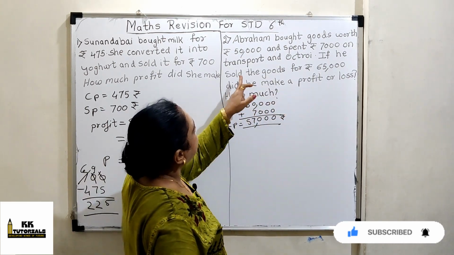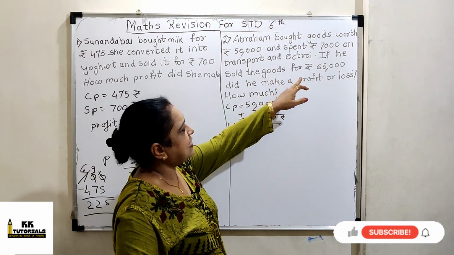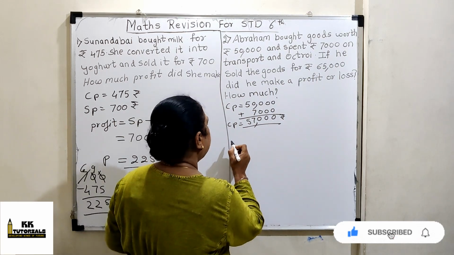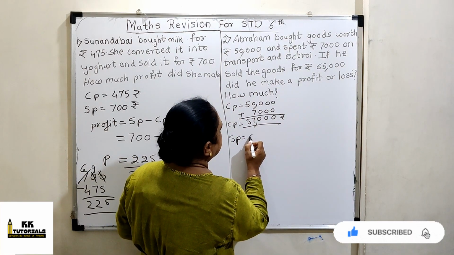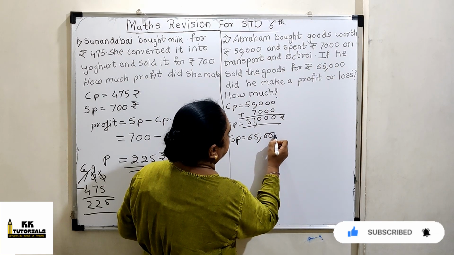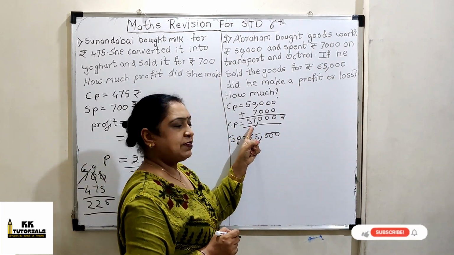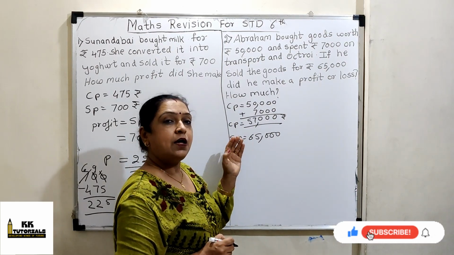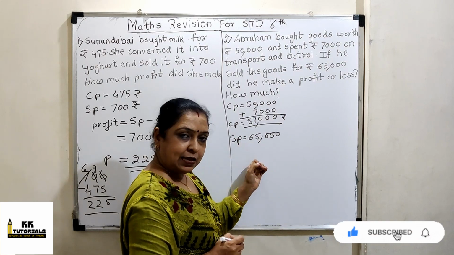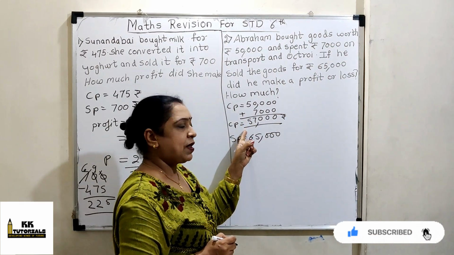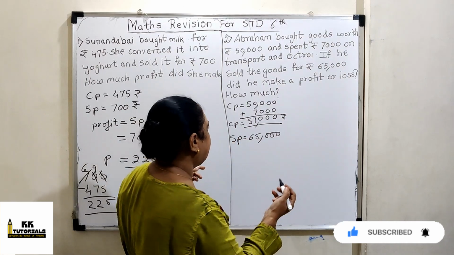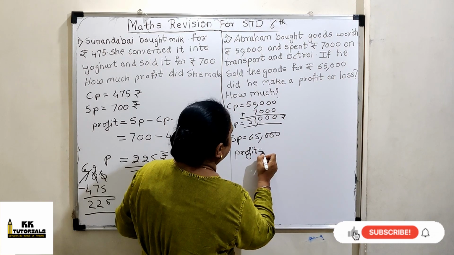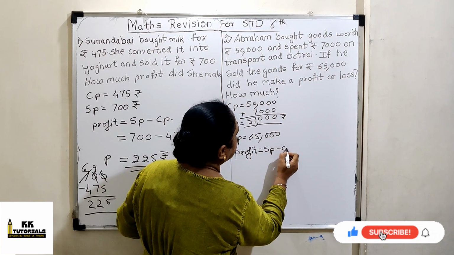Now, if he sold the goods for rupees 65,000, did he make a profit or a loss? So selling price is 65,000. Cost price is 57,000 and selling price is 65,000. So it's a profit. When the selling price is more and the cost price is less, it's a profit. You can write this way: profit is equal to selling price minus cost price.